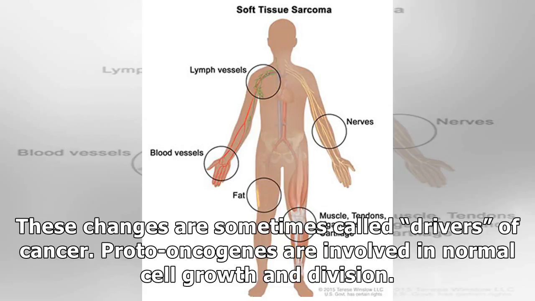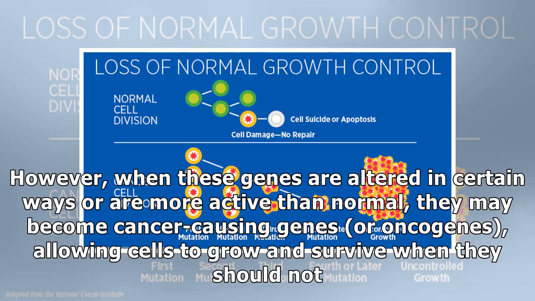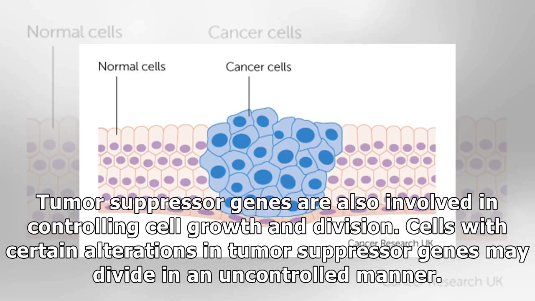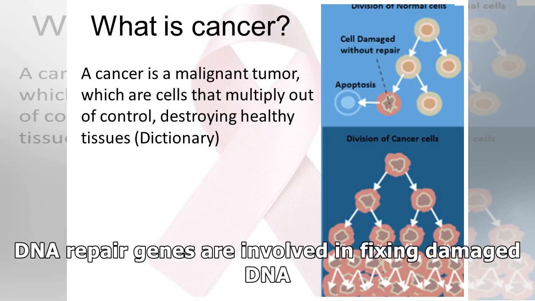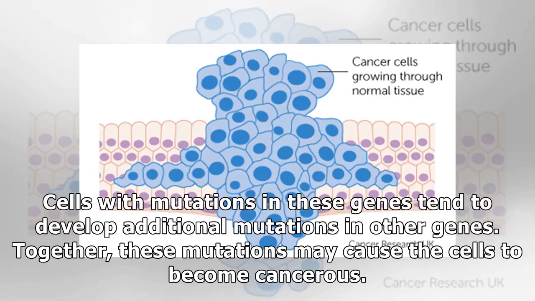Proto-oncogenes are involved in normal cell growth and division. However, when these genes are altered in certain ways or are more active than normal, they may become cancer-causing genes, or oncogenes, allowing cells to grow and survive when they should not. Tumor suppressor genes are also involved in controlling cell growth and division. Cells with certain alterations in tumor suppressor genes may divide in an uncontrolled manner. DNA repair genes are involved in fixing damaged DNA. Cells with mutations in these genes tend to develop additional mutations in other genes. Together, these mutations may cause the cells to become cancerous.